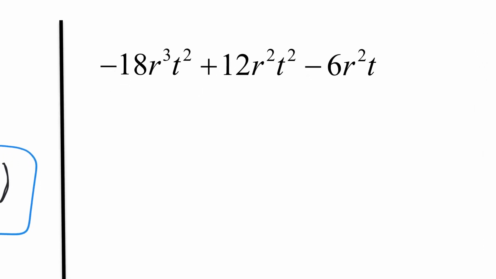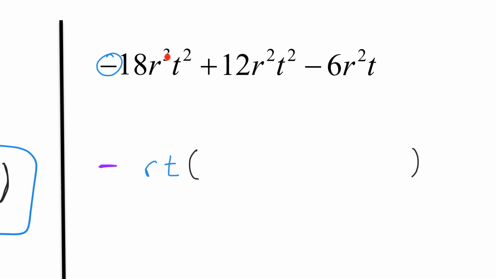So this one here, first of all, we do have a negative. So this negative is going to go outside of the parentheses. So I'm going to put here, and I'm going to put the negative outside. I'm going to look at the variables, r, t, r, t, r, t. So I'm going to factor out an r and a t.